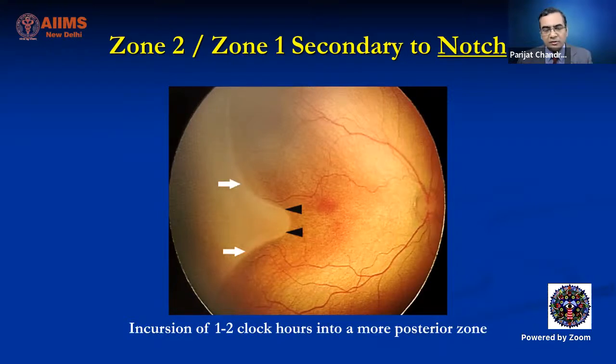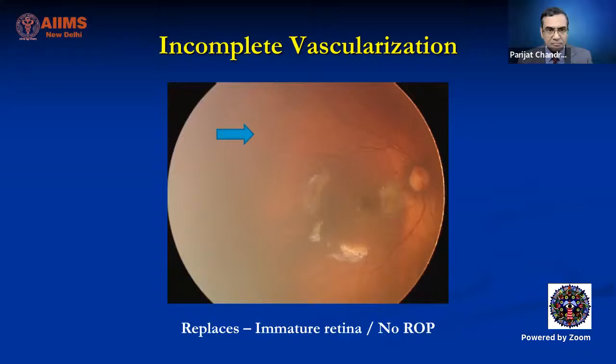They introduced a new terminology known as notch. So what is the notch? Notch is basically where you see the retina dipping inside zone 1. So you will label it as zone 2 and zone 1 secondary to notch. It means that although the disease is primarily in zone 2, in some particular area over 1-2 clock hours it's dipping into zone 1, which means that it might have some characteristics of zone 1 as well. So you need to keep in mind that it might have some proportion of aggressive component to it.